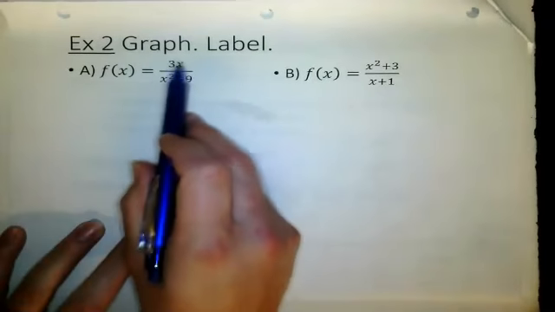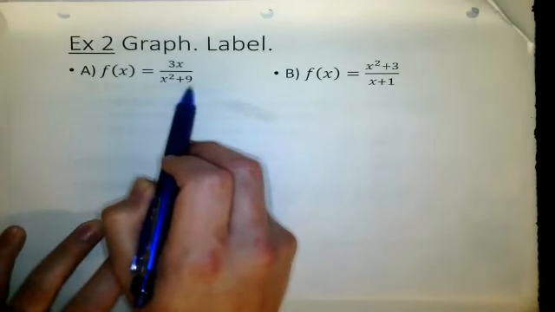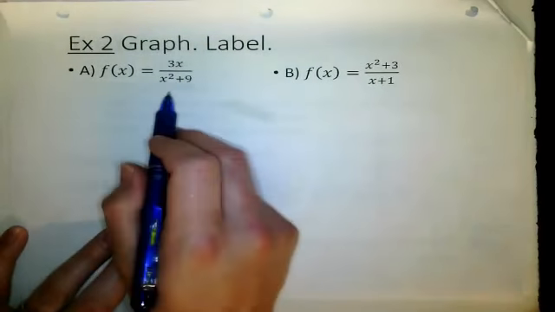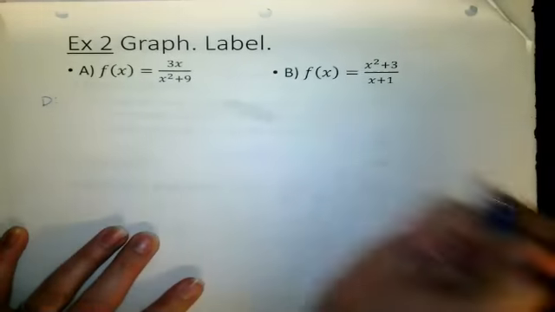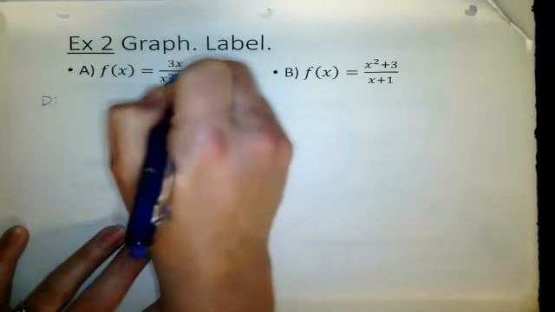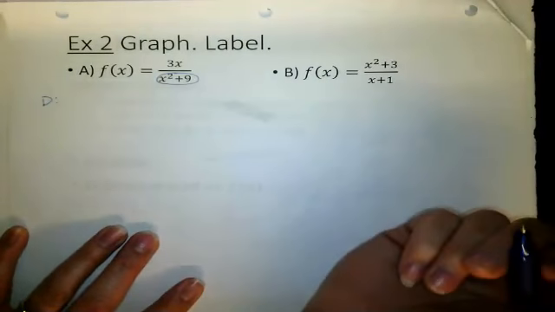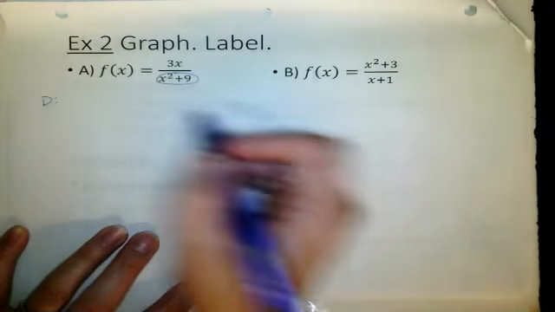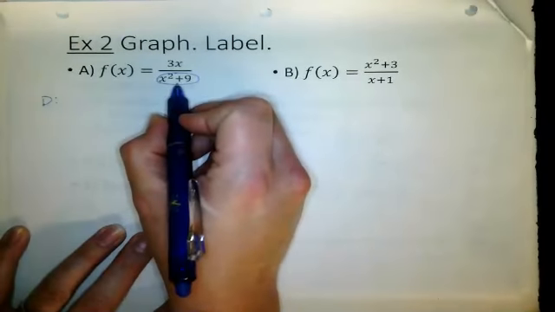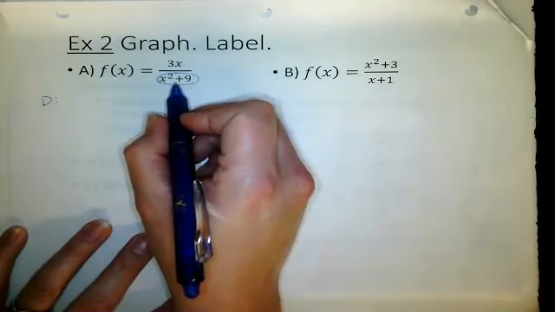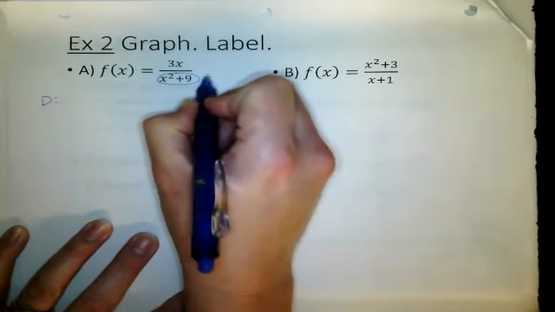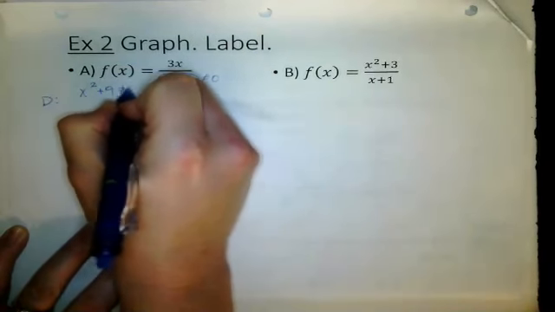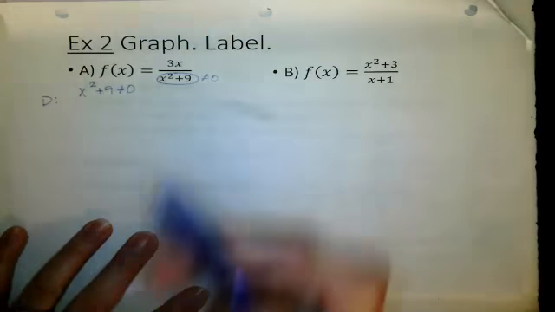For this first one, we have 3x over x squared plus 9. Is it top heavy? No, it's not. Before I do anything, I want to talk about domain. Where does domain come from? The denominator. Can I factor that? No, it's not subtraction and it's not a difference of squares. Instead, I know that denominators are not allowed to equal 0, so this is an equation I could solve, and that's going to help me figure out the domain.